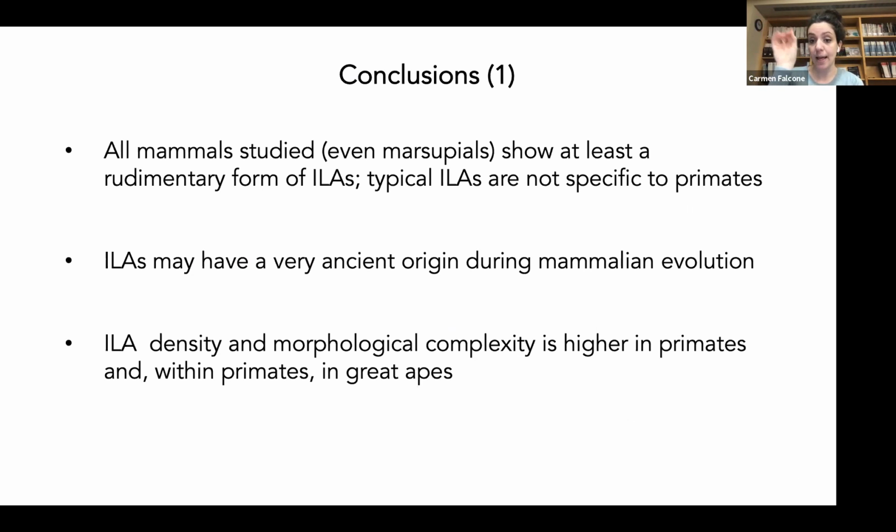Then something happened in the primate lineage that allowed them to become more numerous. So we found a higher density and also more morphologically complex astrocytes, a higher morphological complexity in primates and within primates in great apes.